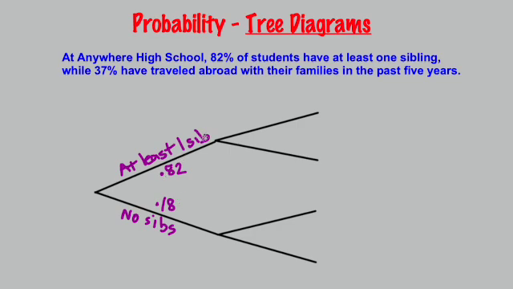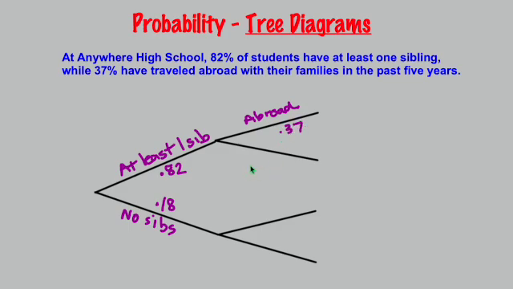Then our other characteristic that we're going to be looking at is whether or not you've traveled abroad with your family in the past 5 years. And we know the answer is 37% have done so. So I'm going to say abroad, and we know that is 37%. So I'm going to go ahead and put that down there.